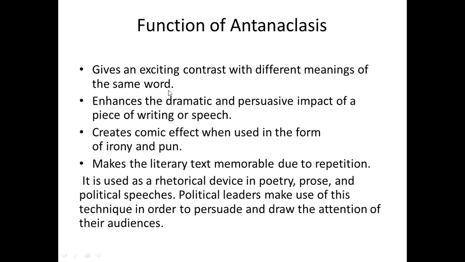Why are we learning the function of antenna classes? We learn the function because as a translator, you need to identify which items deserve being compensated for and which devices don't require compensation. So we learn the function in order to decide whether I have to compensate for this or not. Like when we said sabah al khair, sabah al nur, ya nur.